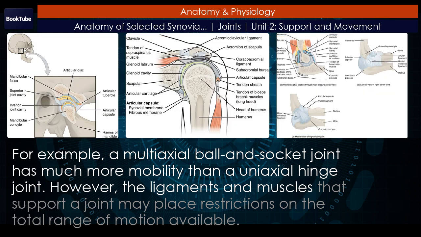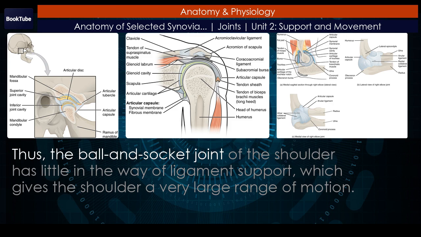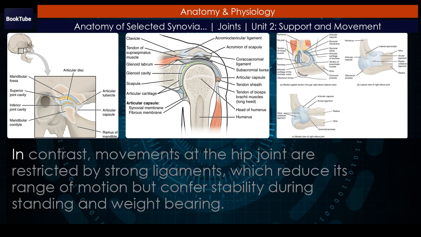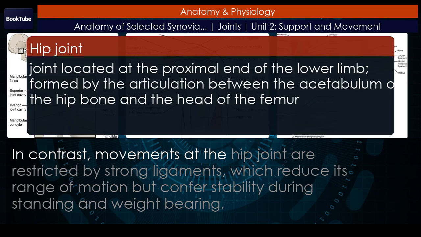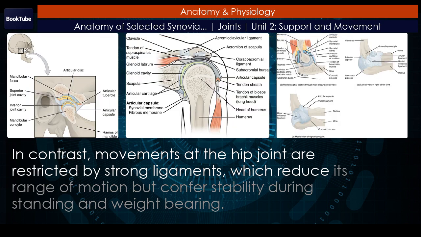However, the ligaments and muscles that support a joint may place restrictions on the total range of motion available. Thus, the ball and socket joint of the shoulder has little in the way of ligament support, which gives the shoulder a very large range of motion. In contrast, movements at the hip joint are restricted by strong ligaments, which reduce its range of motion but confer stability during standing and weight-bearing.